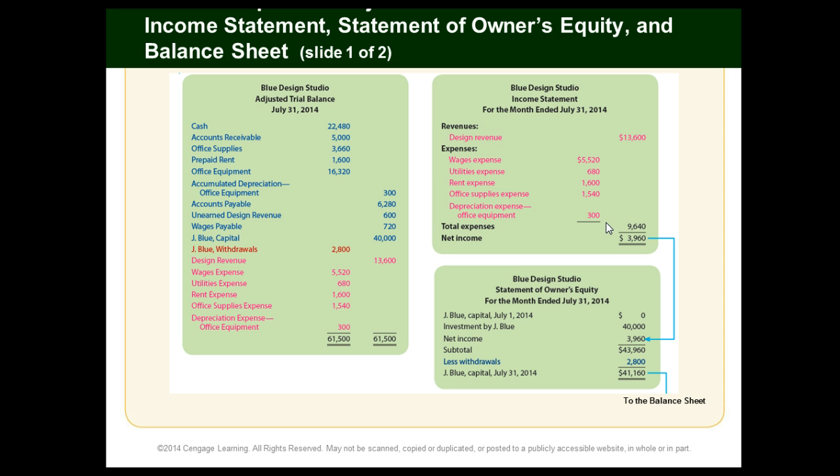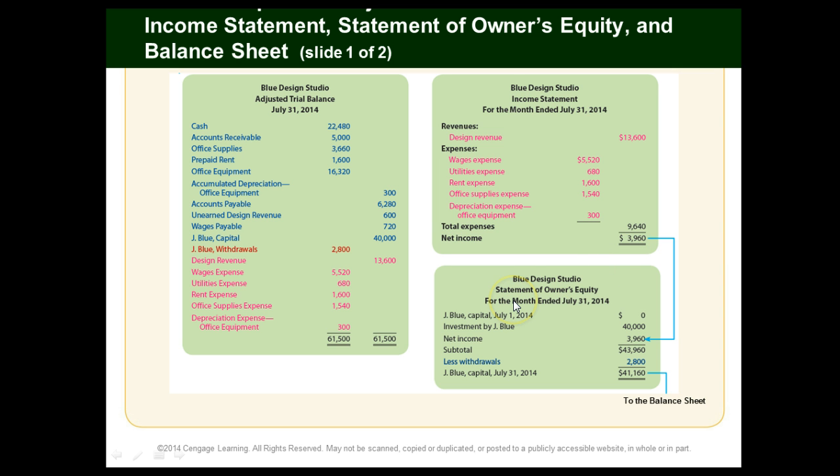Then, to complete our statement of owner's equity, we're going to take two items here. We're going to take on our trial balance the account that says J Blue Capital and the account that says J Blue Withdrawals, plus we're going to take that net income number up here from our income statement.